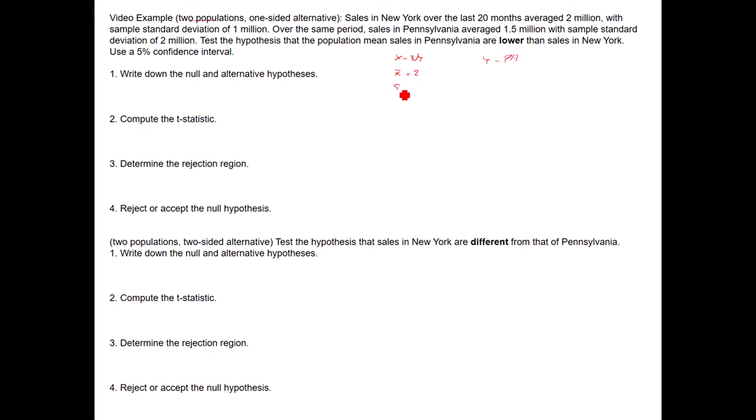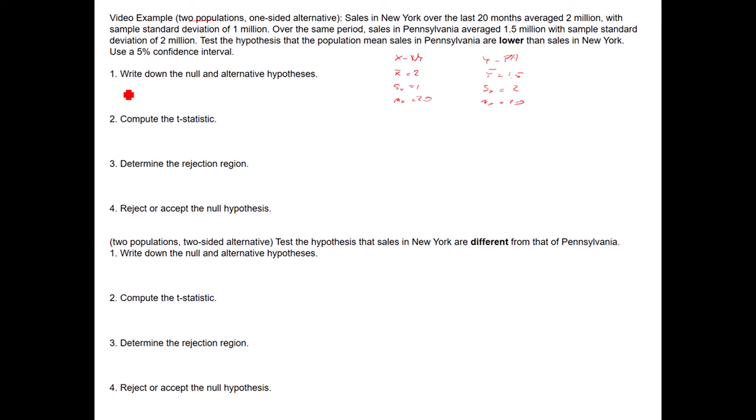The sample standard deviation of those sales was 1. The number of observations was 20. In Pennsylvania, average sales are 1.5 with sample standard deviation of 2 and the number of observations equals 20. We're asked to test the hypothesis that the population mean sales in Pennsylvania are lower than sales in New York.